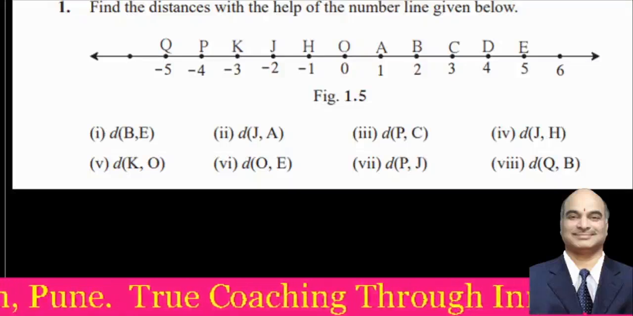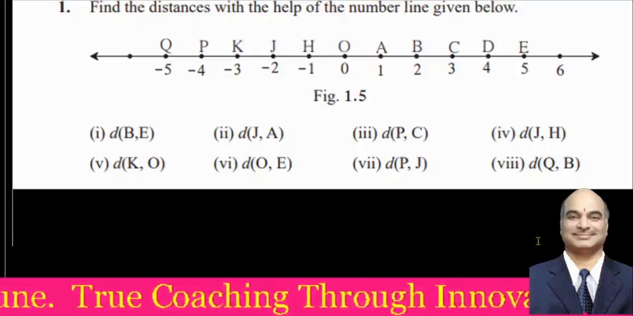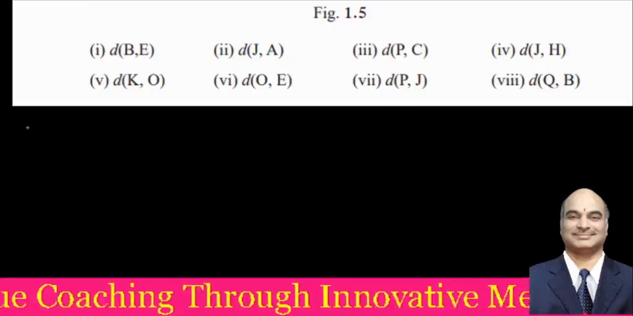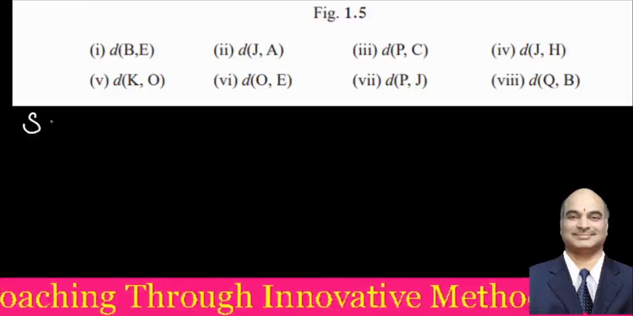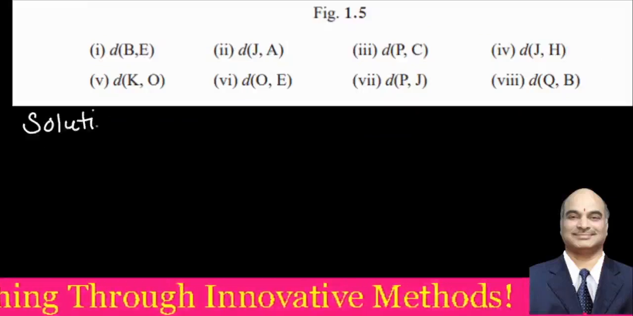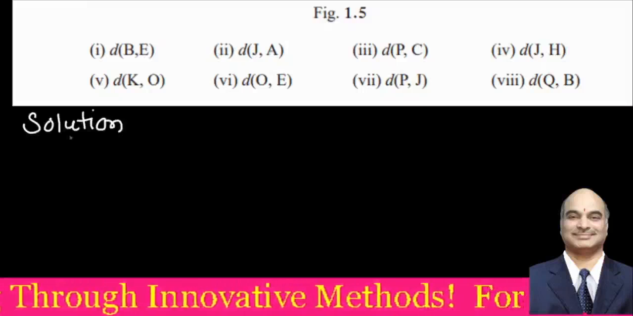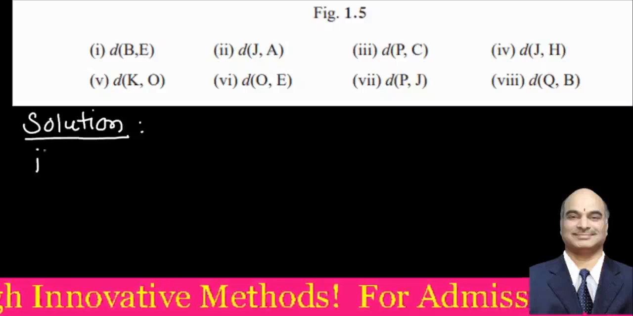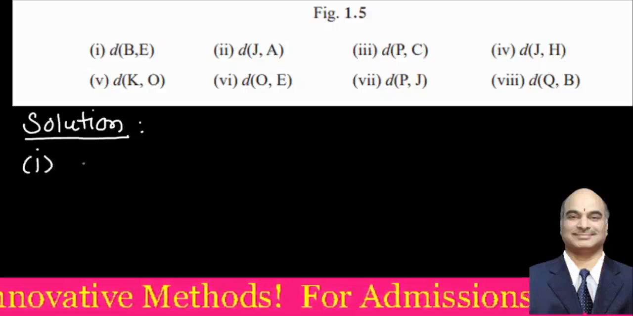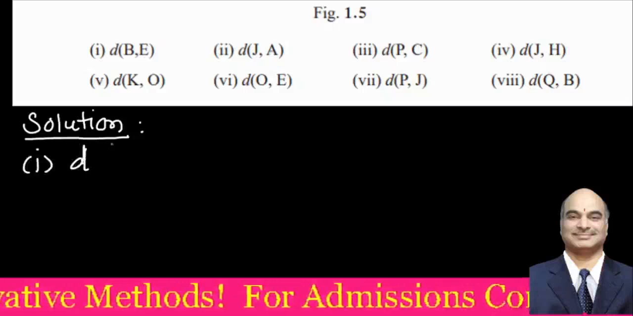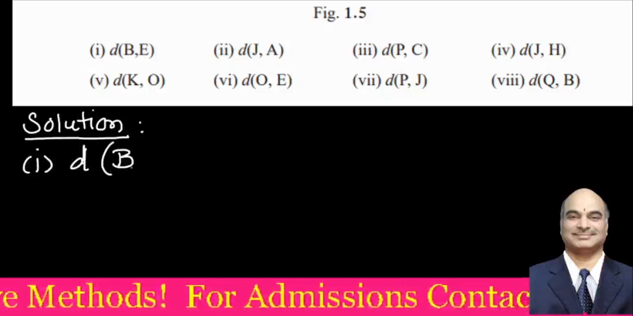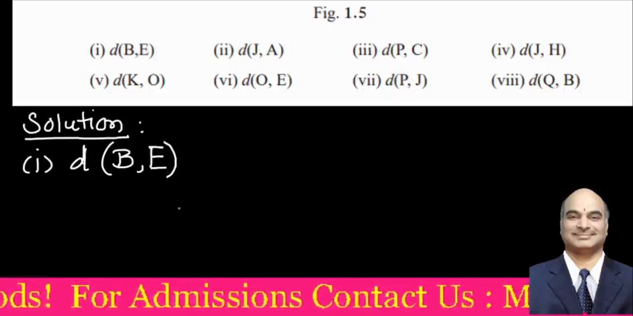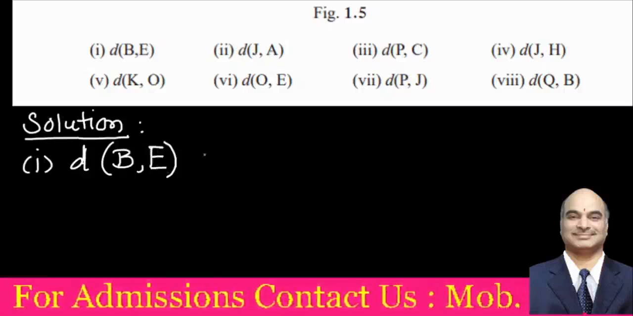Okay, so we take in solution. We can write down here. First we take distance BE. Look, first the sum is about distance, D for distance. Points B and E are given. So the distance between points B and E is asked of you.